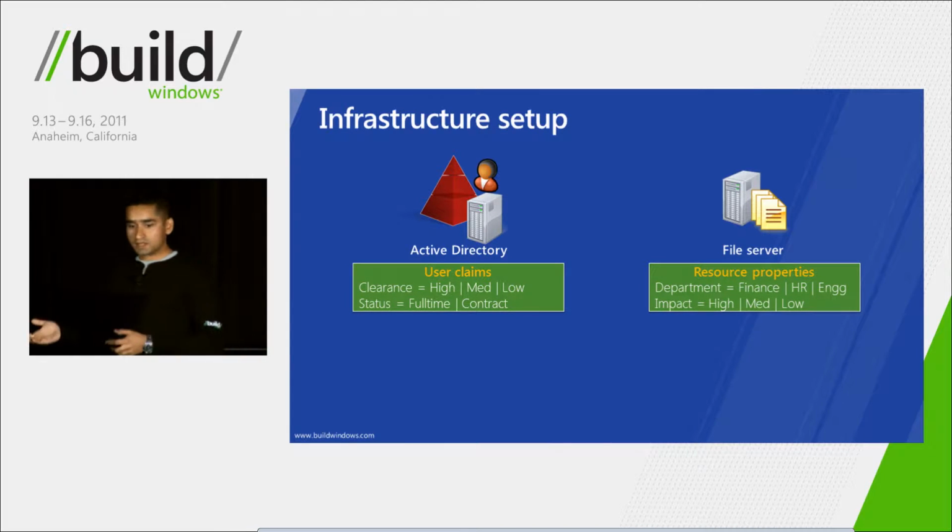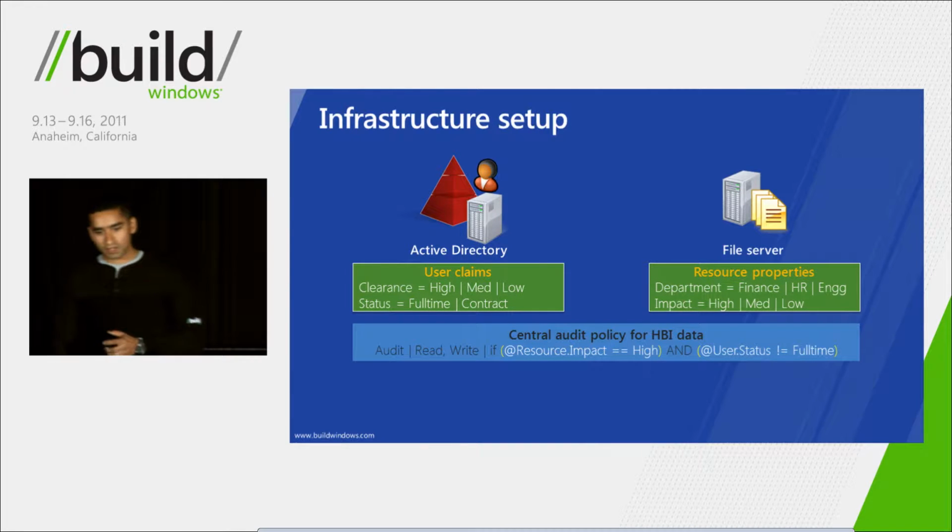And on the other side, I have a file server on which there are lots of documents, and there is a single file share for now. Not all documents are important, so they are not all tagged. But the ones that are tagged have a tag of department, which equals finance, HR, or engineering, and a business impact of high, medium, and low. Now we're going to create a policy that targets only the data that is classified as high impact, when accessed by a user who is not a full-time employee.